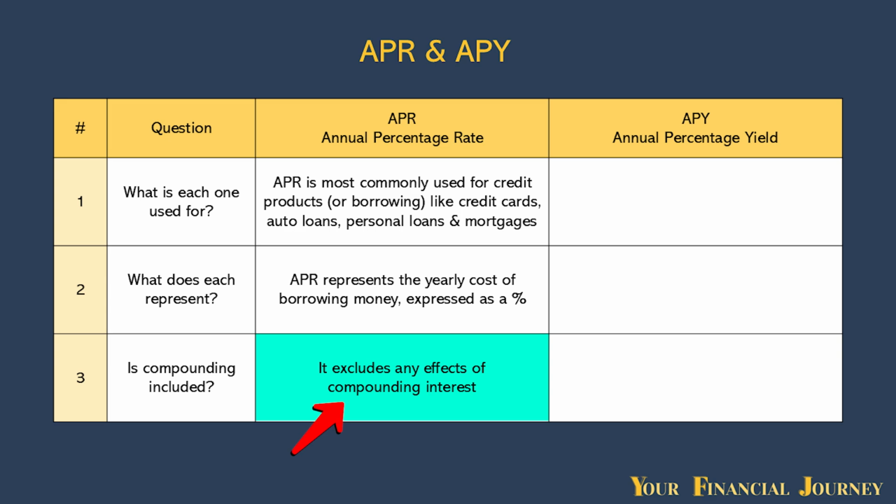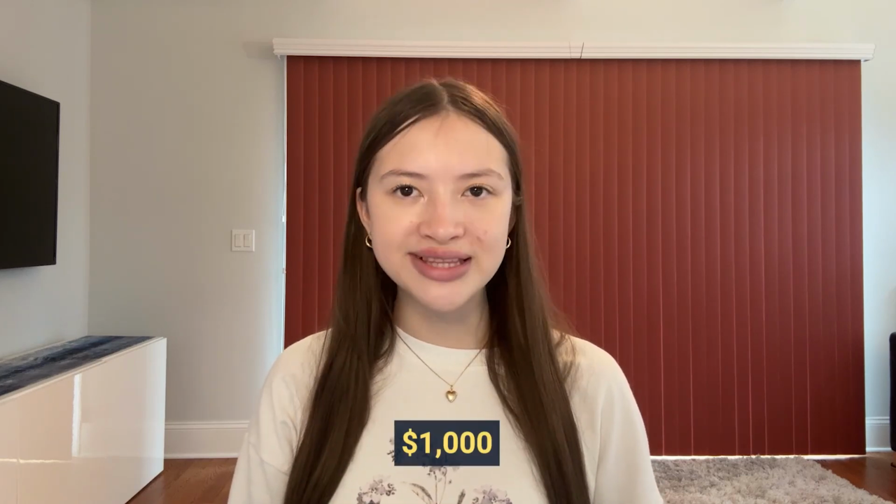For example, a 10% APR on a loan means that over the course of a year, you'll be charged the equivalent of 10% of the loan amount, excluding any effects of compounding interest. And the reason APR exists is to make different credit products, or borrowing, comparable. So if you borrow $1,000 and you have an APR of 10%, you know that the total cost of that loan to you for 1 year will be $100 for both interest and fees.